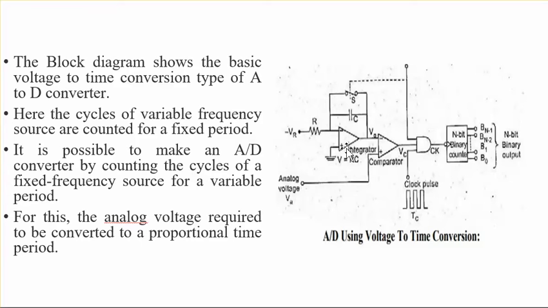Here we can see an integrator, a comparator circuit, and then we have a counter. And this is a clock pulse which is measured for a time period of Tc, and this is the analog voltage which we are going to pass, and we are going to get the output in terms of binary, that is the digital output. So it is possible to make an A to D converter by counting the cycles of a fixed frequency source for a variable period. For this, the analog voltage is required to be converted to a proportional time period.